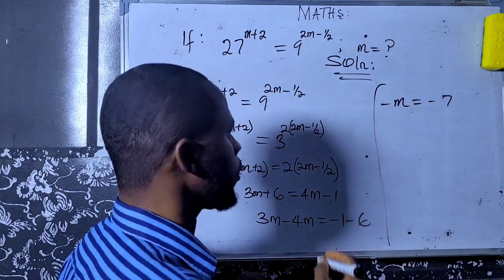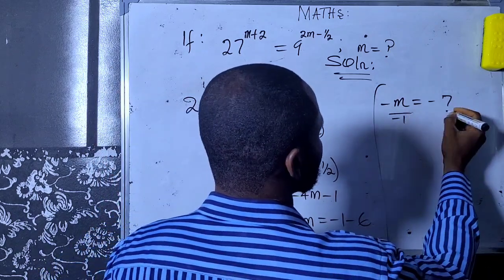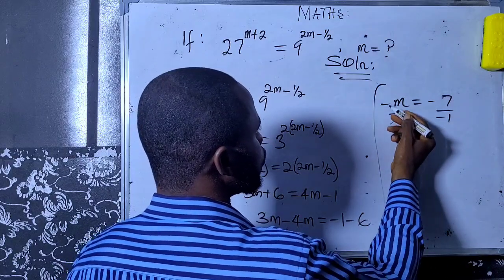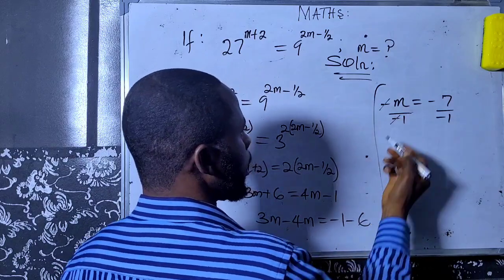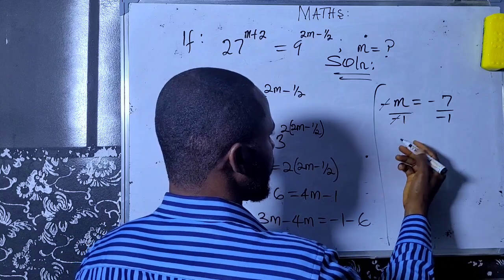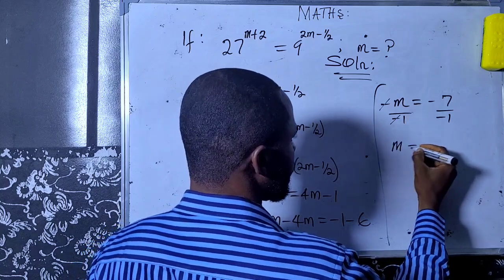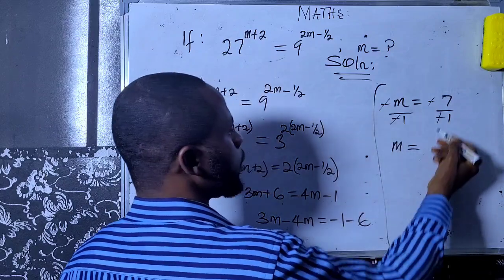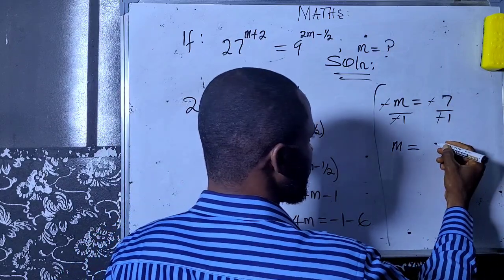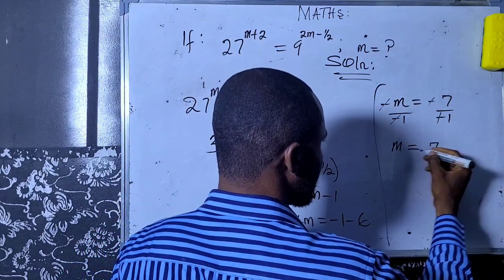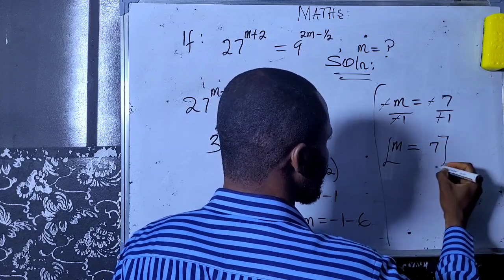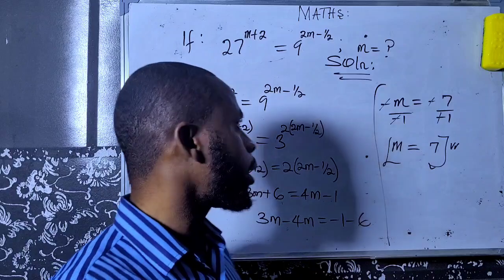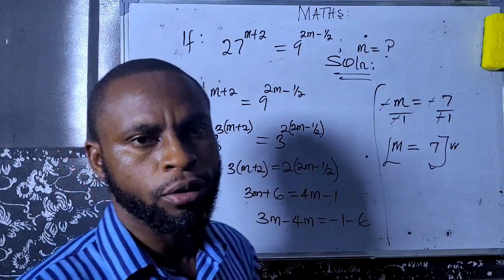Then again, the next step to be taken here is to divide both sides of the equation through by negative 1. Here you divide by minus 1, divide here by minus 1. Then you eliminate the minus here, and we have 1m divided by 1, that still gives us m. Then equals, we eliminate the negative here, 7 divided by 1, that still gives us 7. Therefore, m equals 7, and this is the value of m that will satisfy this exponential equation here on the board.